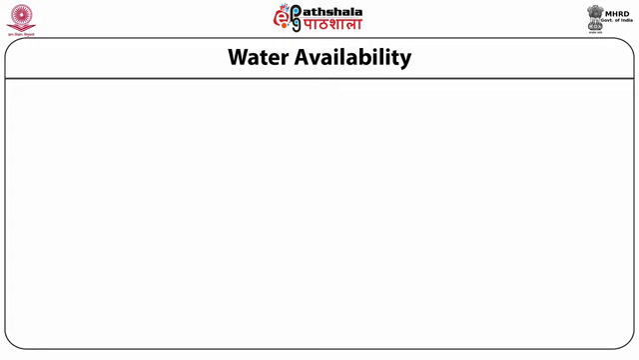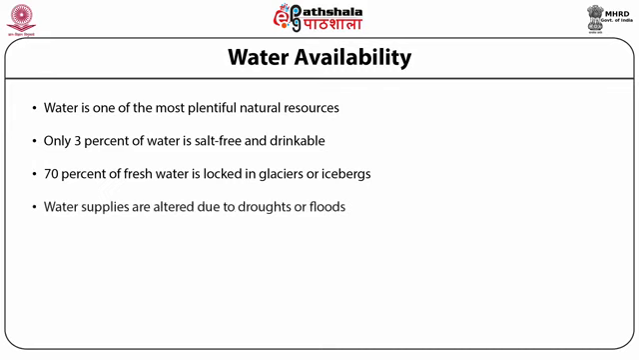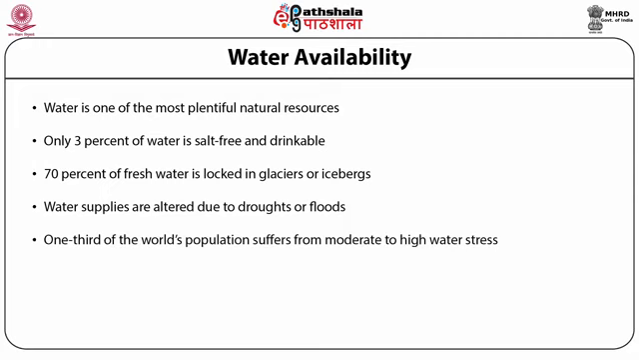Water availability. Water is one of the most plentiful natural resources. Only 3% of water is salt-free and drinkable. Moreover, 70% of fresh water is locked in glaciers or icebergs. Water supplies are altered due to droughts or floods. One-third of the world's population suffers from moderate to high water stress.